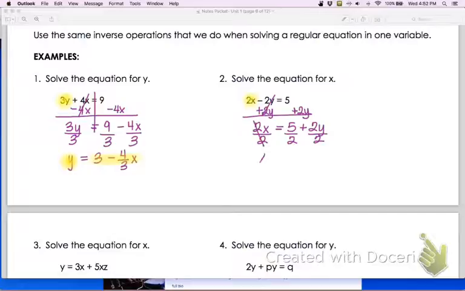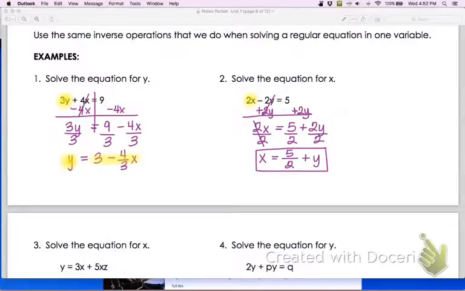These make 1, so x is by itself, and that's equal to 5 divided by 2 doesn't come out nicely, and 5 over 2 doesn't reduce as a fraction, so I'm just going to leave it, 5 over 2, plus 2 divided by 2 just gives me 1y or y. And so here is my equation solved for x.